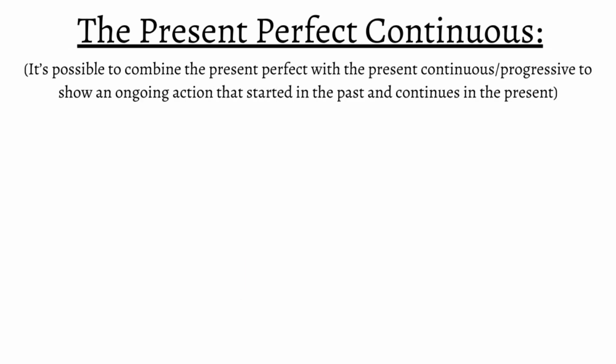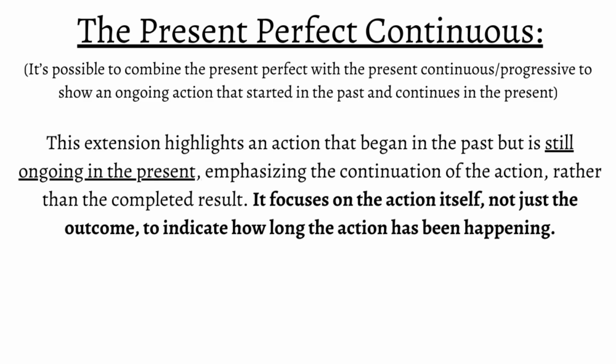The final concept to know with the present perfect is the present perfect continuous or progressive. We can also combine the present perfect with the present continuous to show an ongoing action that started in the past and continues in the present. The special aspect of the present perfect continuous is that it highlights an action that began in the past but is still ongoing in the present, emphasizing the continuation of the action rather than the completed result. This extension focuses on the action itself, not just the outcome, to indicate how long the action has been happening.